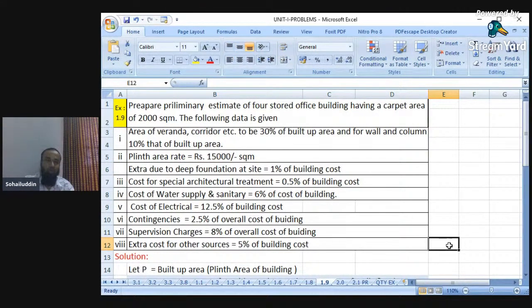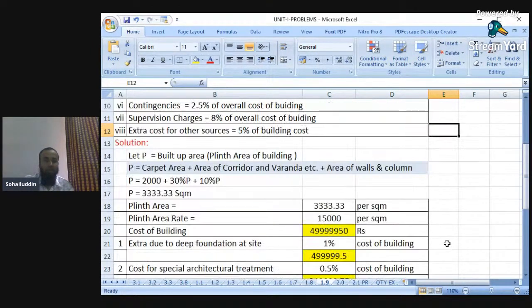So first we have to find out P, that is, assume P as plinth area or built up area. Again, the same way, we first have to find out the plinth area. So let P be an alphabet which denotes the plinth area or built up area of the building. We can use X also, we can use any alphabet. P is the simple way, as plinth area is mentioned, so we are using P.